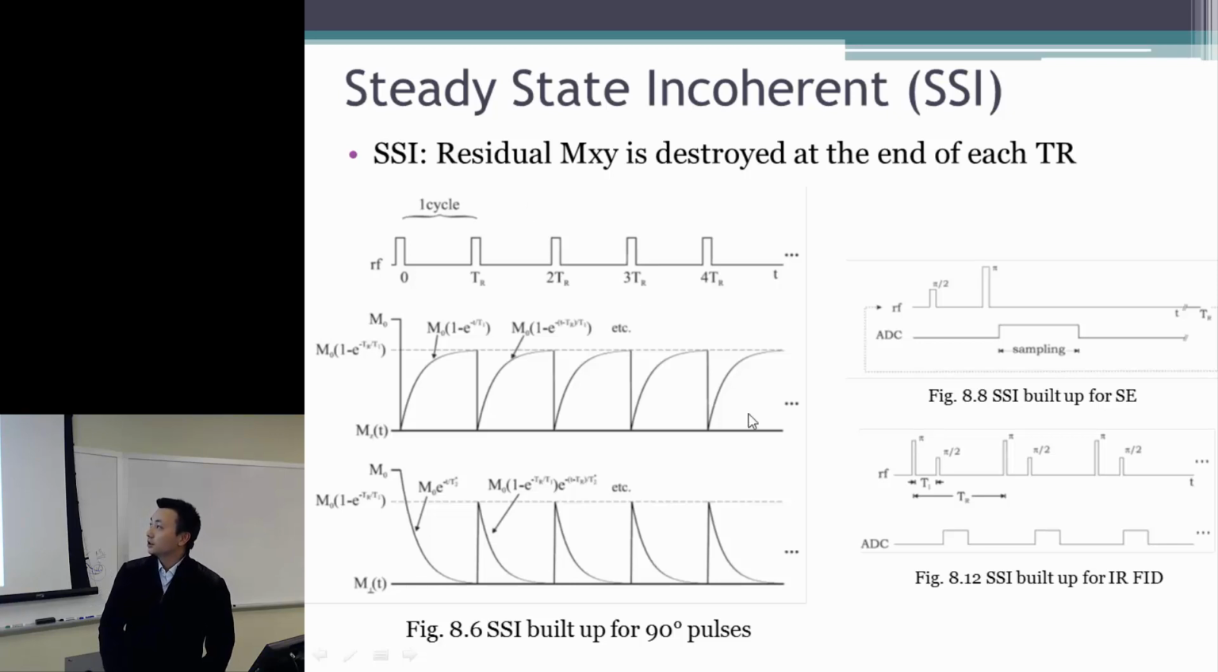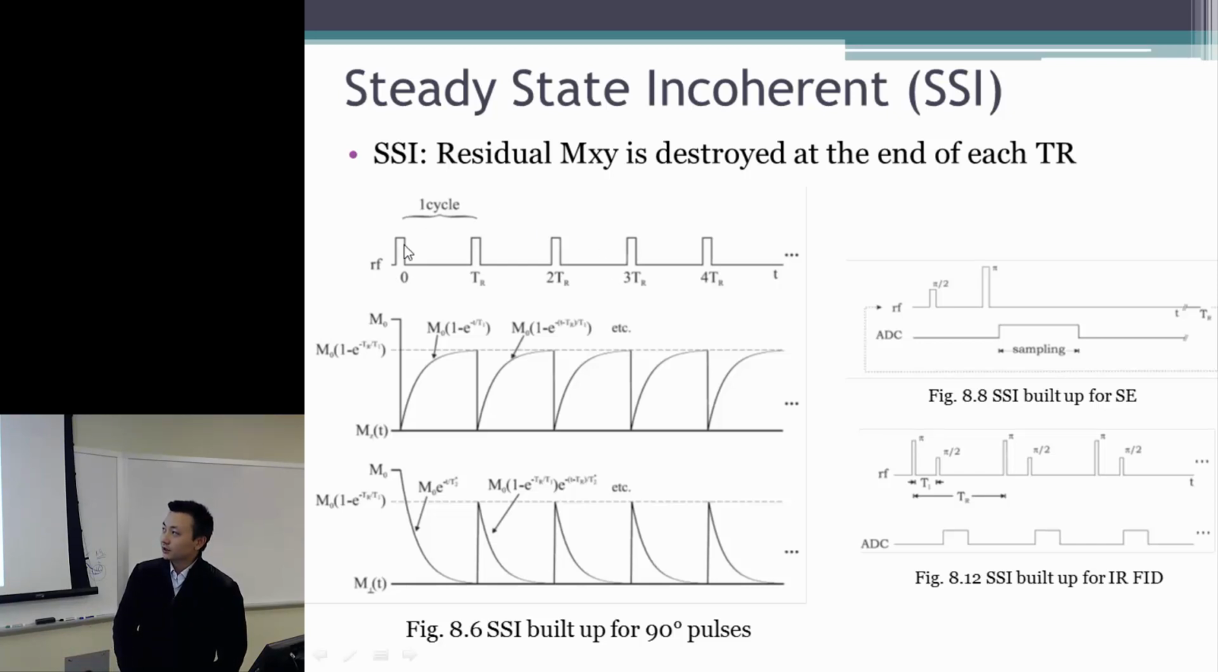Okay. So here are several cases. This is just the simplest scenario. We just applied a series of 90-degree pulses with a certain interval, TR. Before the first 90-degree pulse, we have the equilibrium magnetization, which is pointing parallel to the external field, right?